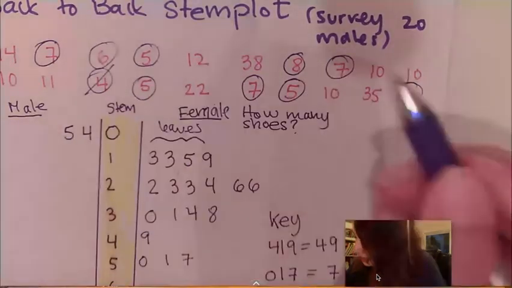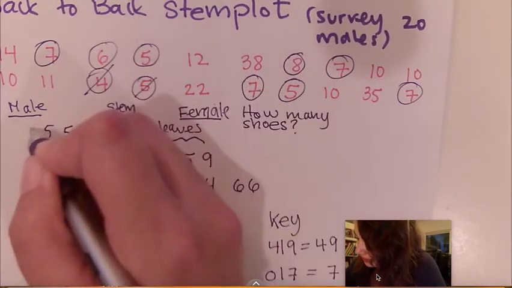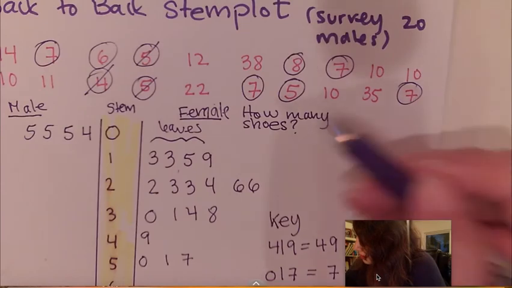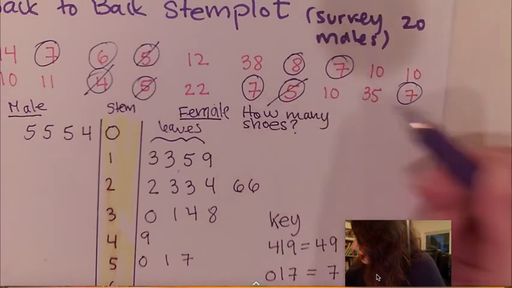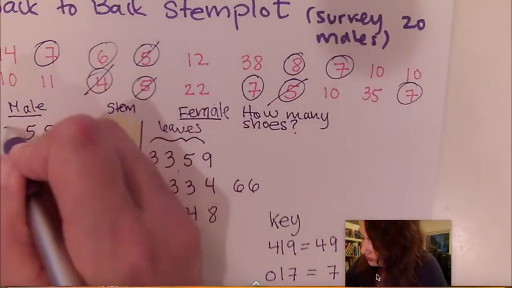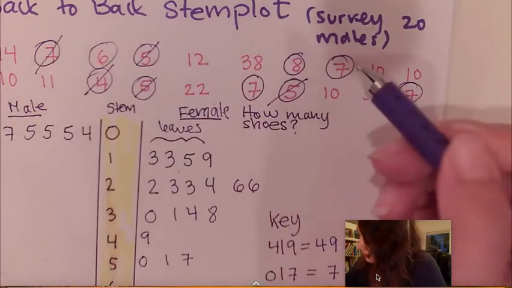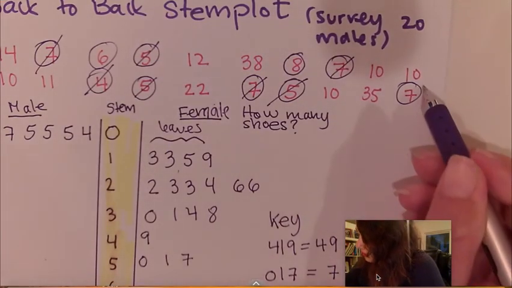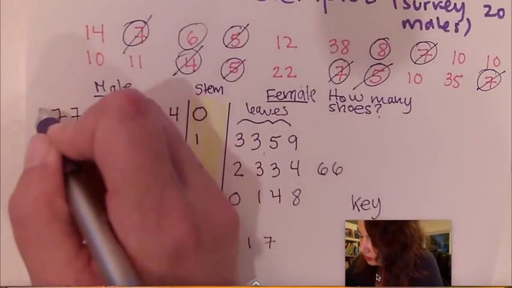I'm going to cross these out as I go along. And then I have another 5 and another 5. So 3 5s. I think I have 3 5s here. Yes, 3 5s. And then 1, 2, 3 7s. So 1, 2, 3. I think there's 4 7s, one more 7 here. So that is kind of long.